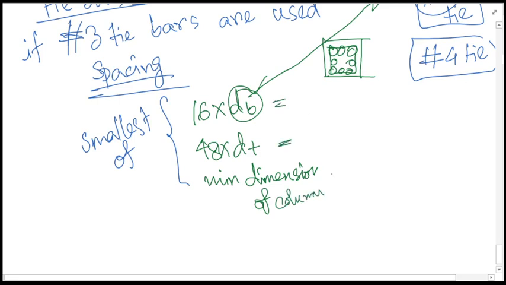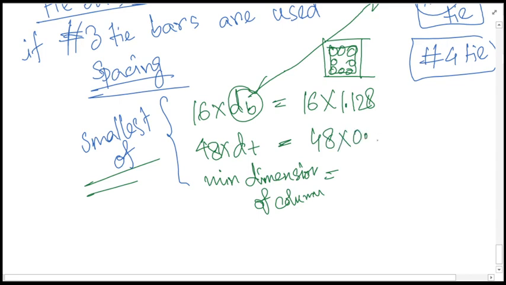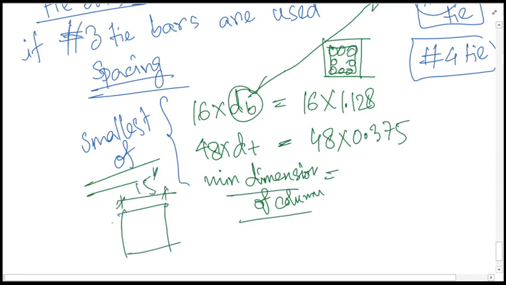So these three things, the smallest of these three will be taken. So 16 bar diameter, number 9 bar diameter if it is used is 1.128. And if we use number 3 tie bars, then the bar diameter is 0.375, and the minimum dimension of the column, as it is a square column, in both directions it is 15 inch.